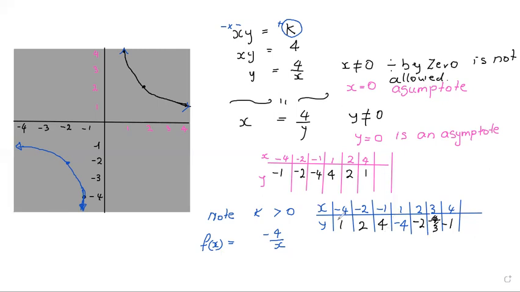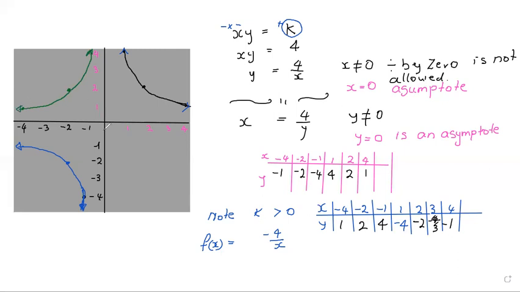put this point on our Cartesian plane. When x is a minus 4, our y is a 1, somewhere there. When x is a minus 2, y is a 2. When x is a minus 1, y is a 4. This will go up there.